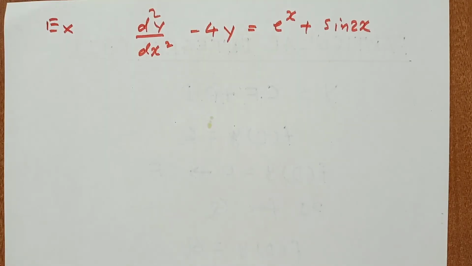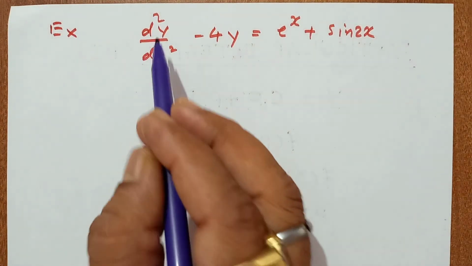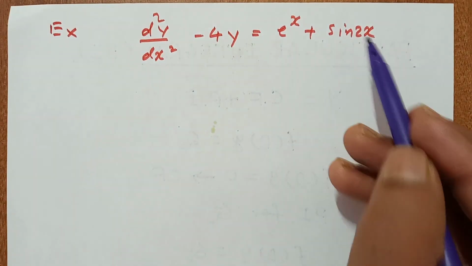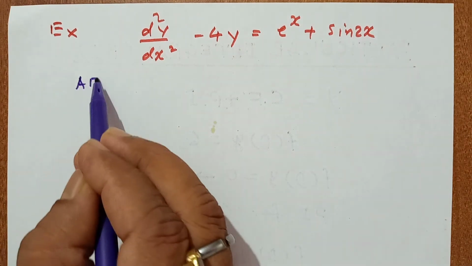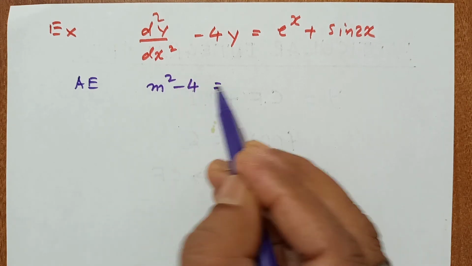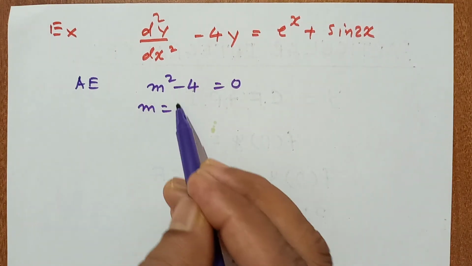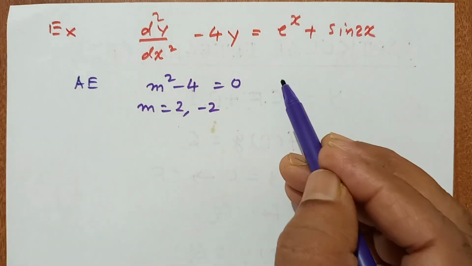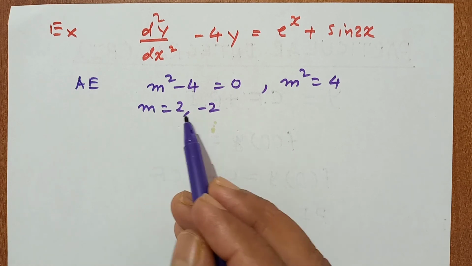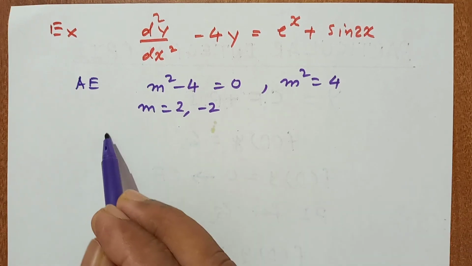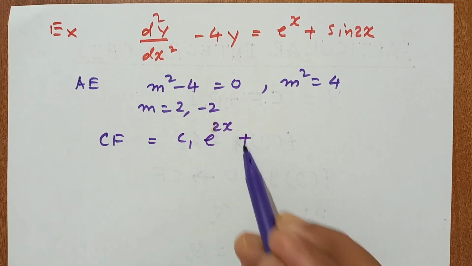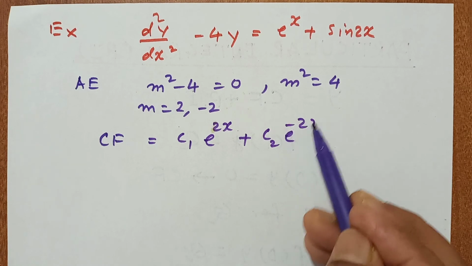More examples. Here the equation d2y upon dx2 minus 4y is equal to e to the power x plus sine 2x. So first you write the auxiliary equation. Here the auxiliary equation is m square minus 4 equal to 0. So m is equal to 2 and minus 2, because m square is equal to 4. So the roots are distinct, so the complementary function is c1 e to the power 2x plus c2 e to the power minus 2x.